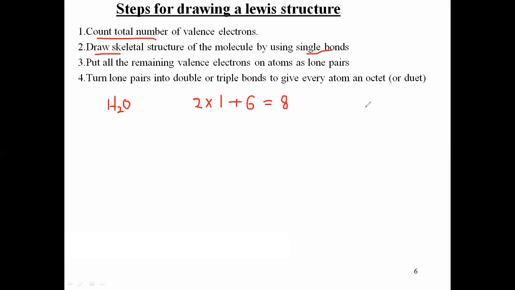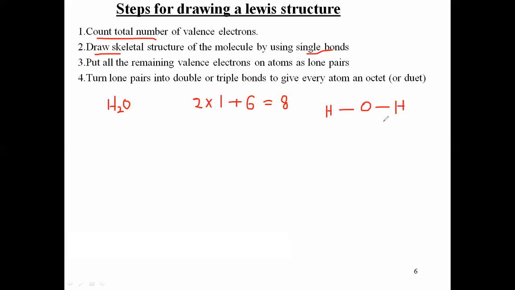To draw the skeletal structure, we should know which is the central atom here. There are 2 hydrogens, but only 1 oxygen. So we will take oxygen as the central atom, which is only 1 in the molecule. So oxygen and 2 hydrogen atoms, and I made single bonds.